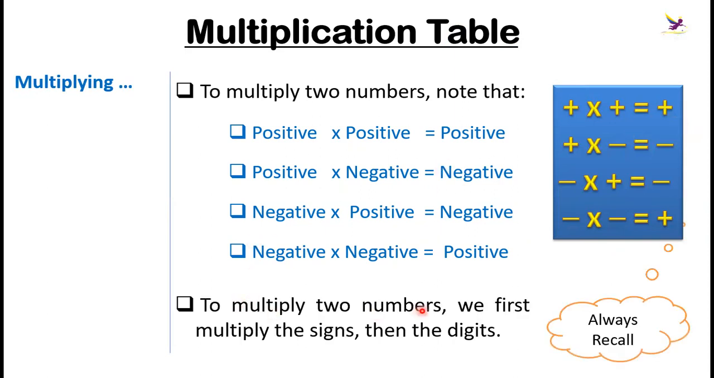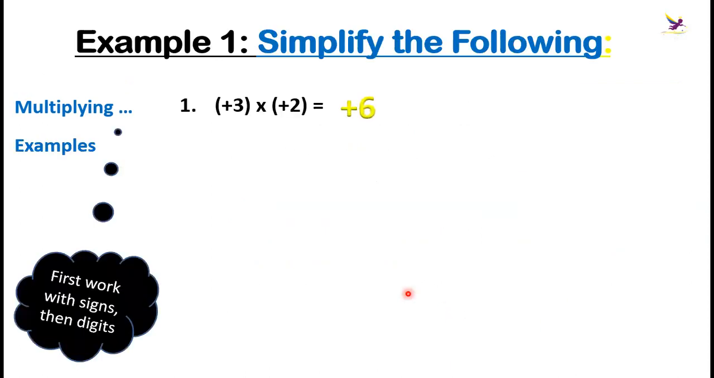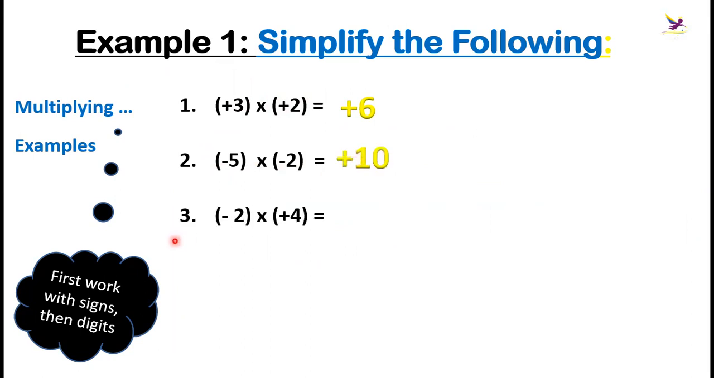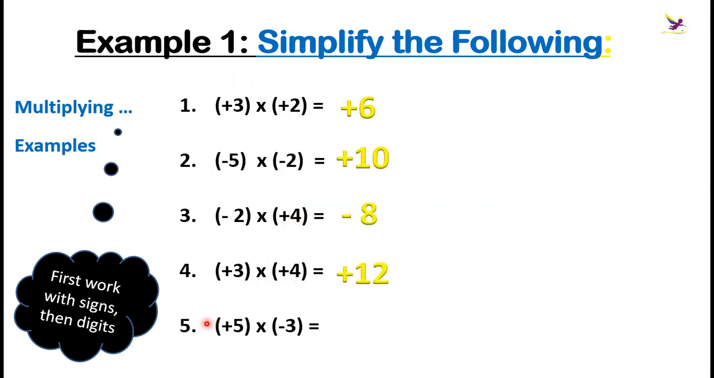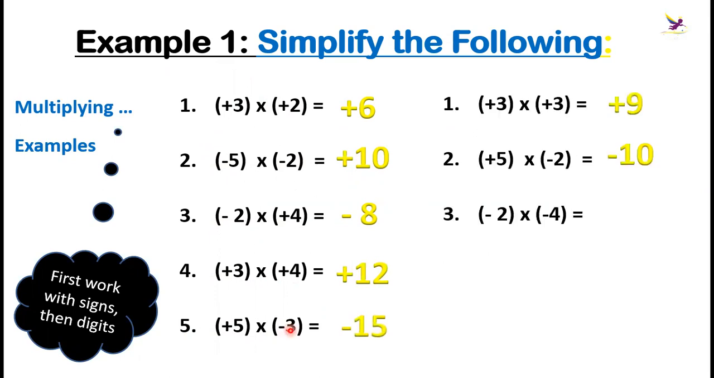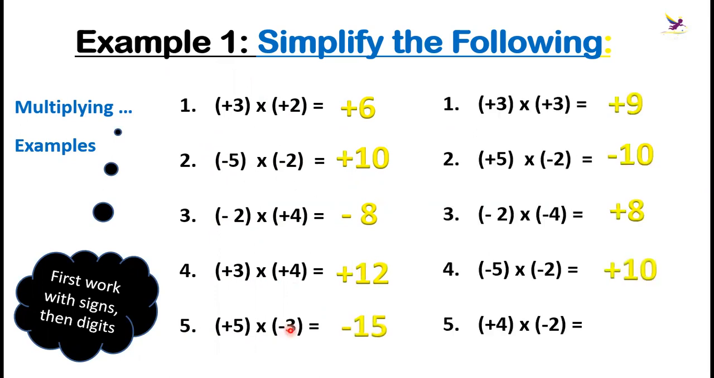So to multiply two numbers, we first multiply the signs, then the digits. Like here, plus 3 times plus 2. Plus times plus is plus, 2 times 3, 6. Minus times minus is plus, because the signs are the same, and then 5 times 2, 10. Minus times plus is minus, and then 2 times 4, 8. Plus times plus is plus, 3 times 4, 12. Plus times minus is minus, 3 times 5, 15. And the same with all of these other ones.